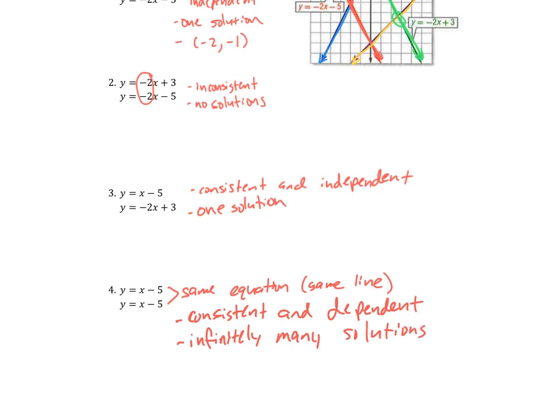Okay, so always look at that chart that you made if you are having trouble trying to classify the system or identify the number of solutions. And just remember that everything can be classified in multiple ways, right? Especially if it's consistent. If a system is consistent, then it can also be independent or dependent. Okay, so pay attention to which of those it is.